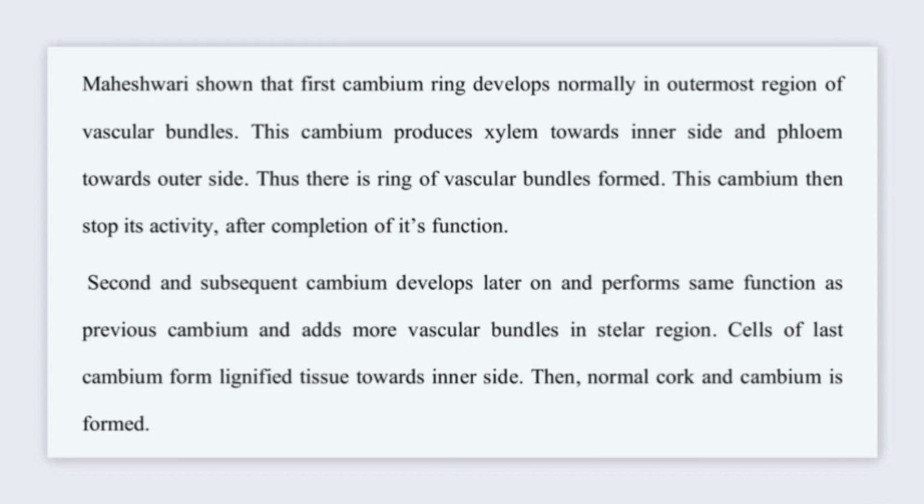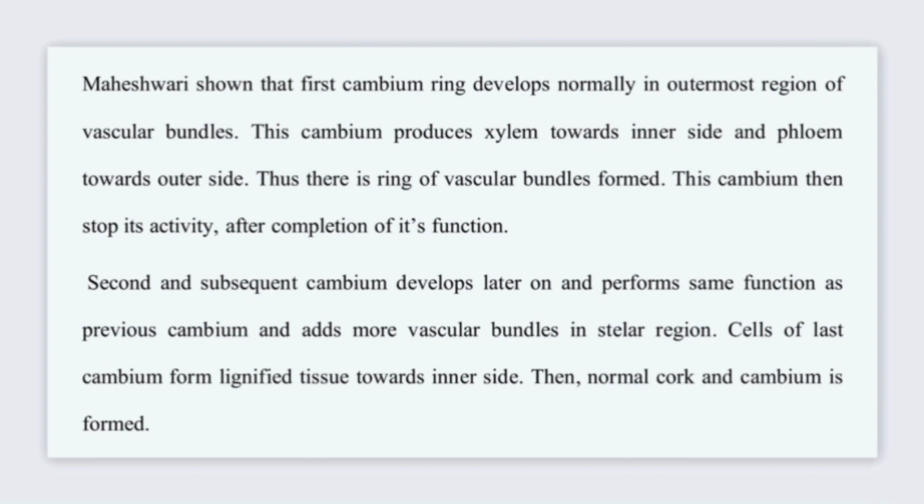Maheshwari showed that first cambium ring develops normally in outermost region of vascular bundles. This cambium produces xylem towards inner side and phloem towards outer side. Thus a ring of vascular bundles is formed. This cambium then stops its activity after completion of its function.